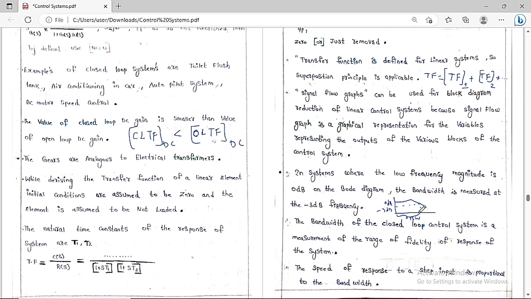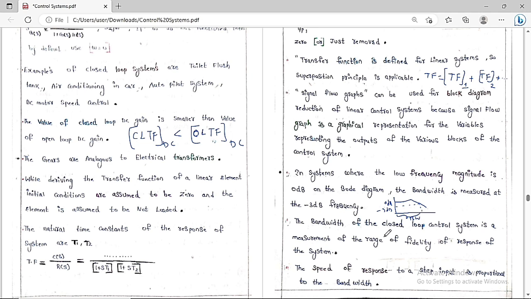So therefore we can say in systems where the low frequency magnitude is 0 dB on the Bode diagram, the bandwidth is measured at the -3 dB frequency. So you can see, if you are going to draw the Bode magnitude plot, at low frequencies its value is 0 dB, and if it decreases to -3 dB at this particular frequency in the Bode magnitude plot, then this range of frequency is called the bandwidth.